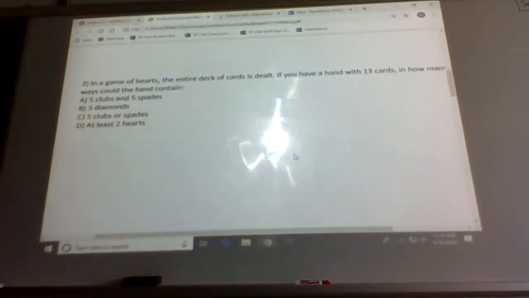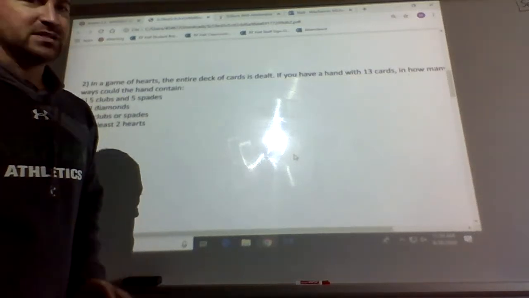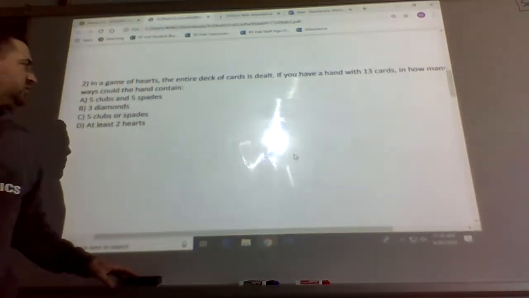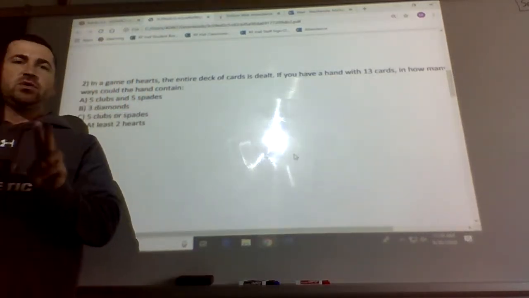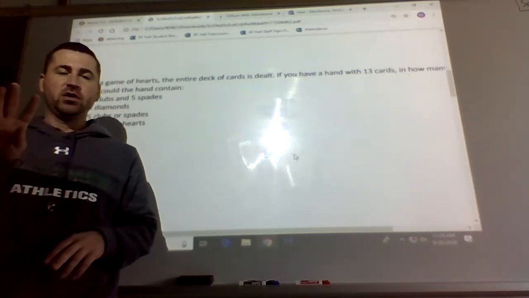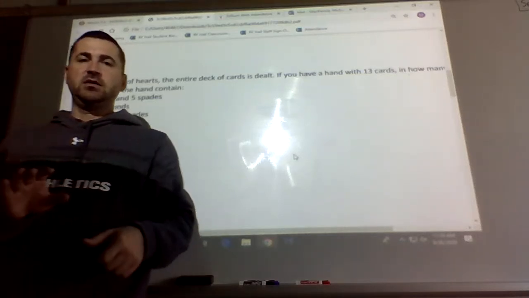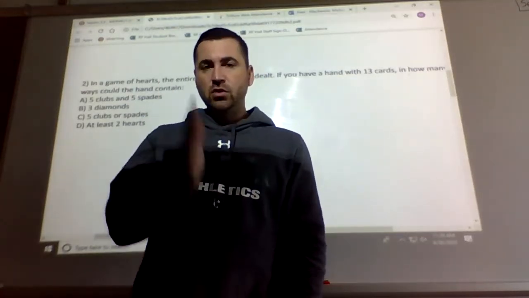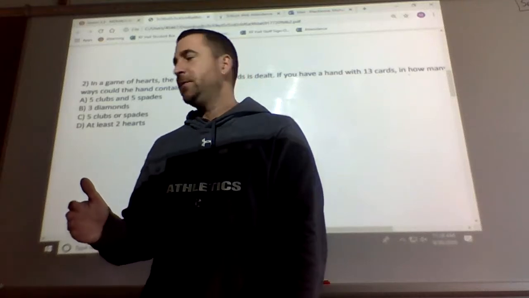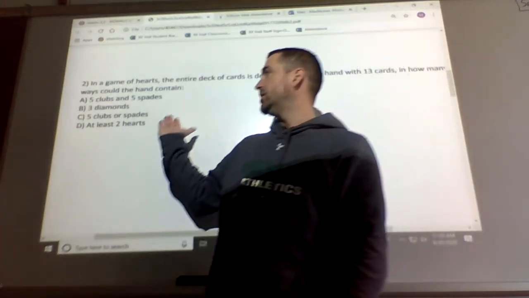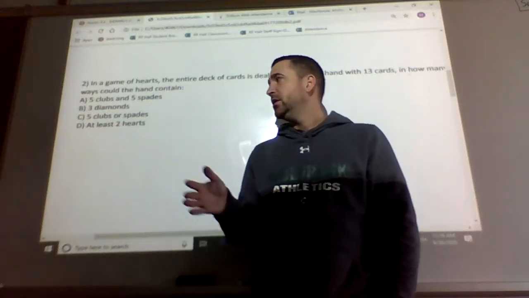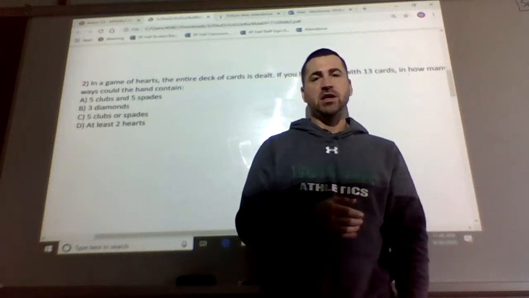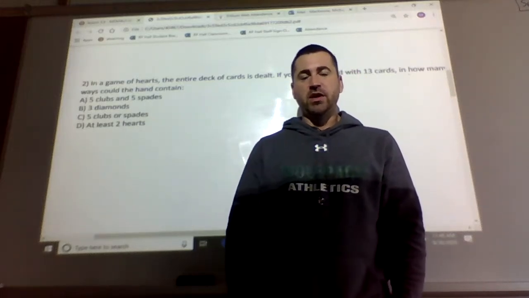D says at least 2 hearts. Okay, so we've got to pay attention. You're going to see these a lot more frequently when it says at least. To have at least 2 hearts means that I can have 2 hearts in my hand, 3 hearts, 4 hearts, 5, 6, 7, 8, 9, 10, 11, 12, 13. So I can have 2 hearts all the way up to 13 hearts. So I can have 2 or 3 or 4 or 5 all the way to 13. So I'd be adding all the different combinations.